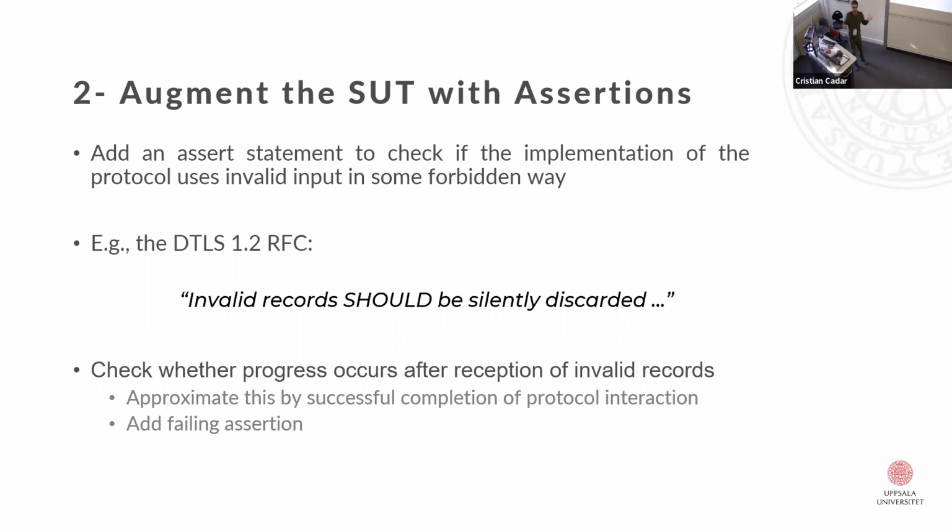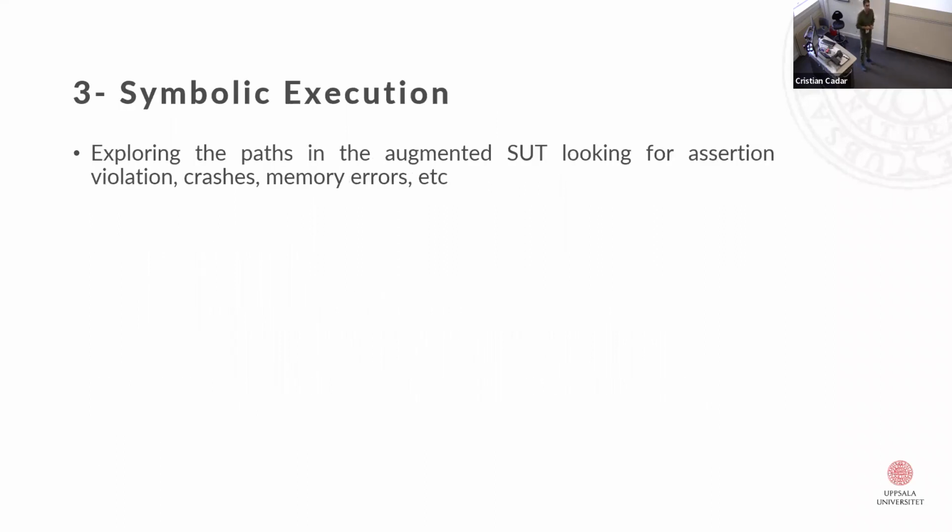It's a coarse-grained approach that we also employed: we can check this by seeing, if we have invalid inputs, can we complete the protocol interaction? In DTLS, you need all the packets to be valid to complete the protocol interaction, for example. So we approximate it by saying, in the presence of invalid inputs, can we complete the protocol interaction? And we do that by adding a failing assertion to the part of the code where the handshake is about to be complete. So now we have augmented the SUT.